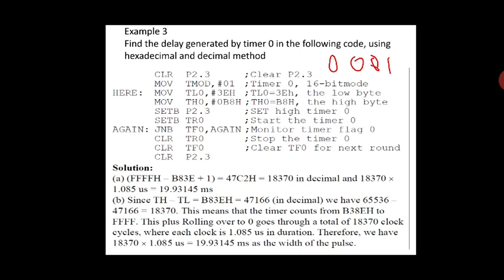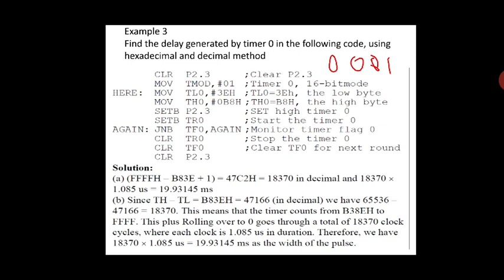Which is the next instruction? CLR TR0, meaning the timer gets stopped. And we have to clear the raised bit TF0, so it has to be reset. Again CLR P2.3, whatever the value there, if it is 1 it has to be cleared, I have to make it 0. Then it jumps back, look at this, to SETB, so it keeps on looping.